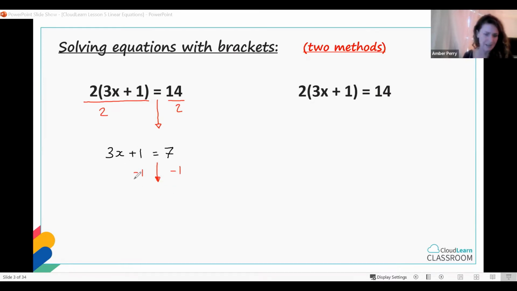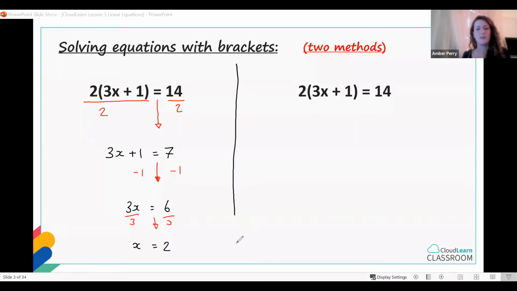So subtracting that 1 there, I've got 3x on this side. Subtracting 1 on the other side, I've got 6. And then, as we did last week, we can solve that by dividing by 3 on both sides, and we get that x equals 6 divided by 3, which is 2. Don't forget you can always check your work as well, by substituting that 2 back in. 3 times 2 is 6, plus 1 is 7, and times by 2 is 14. So you can always check your work once you've done a question like that.